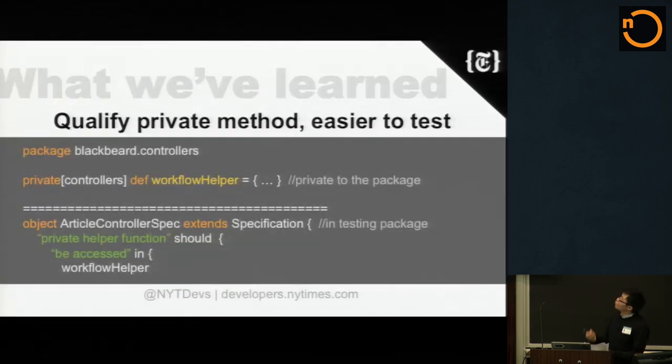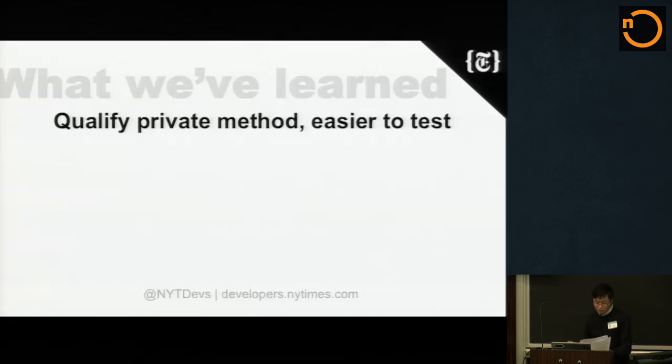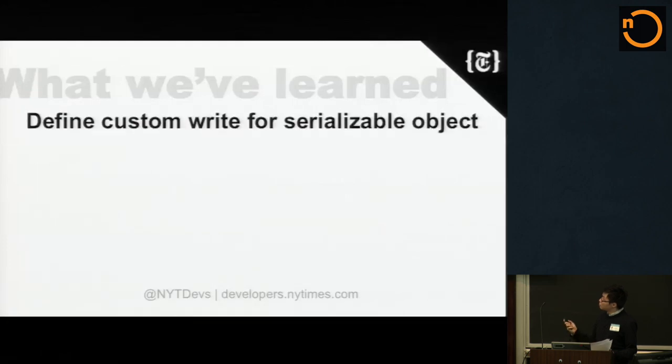Next one. When I first worked on the system, I wrote a couple of private helper functions in the controller. And then I found that, hey, I can't unit test it because the test package cannot access it. Luckily, Scala allows us to have a qualifier on the modifier. So we can actually say private[controller], saying, hey, the scope of this is actually within the package. So the testing package now can access the function directly. Happy testing. And next.